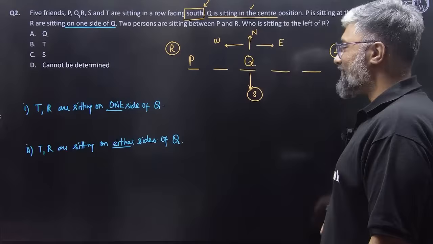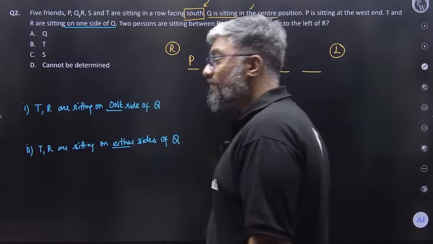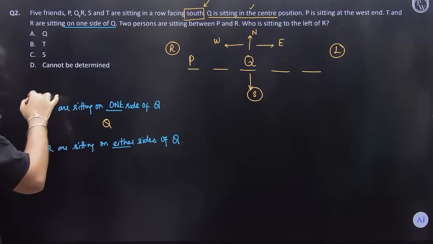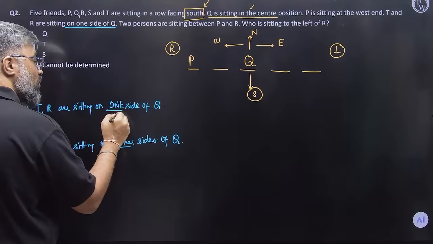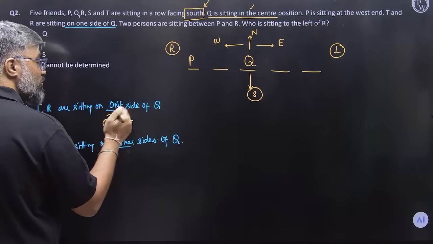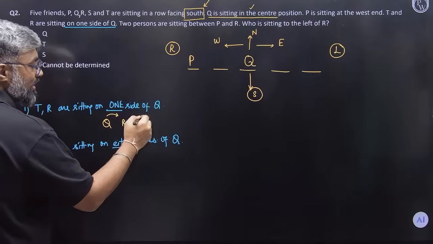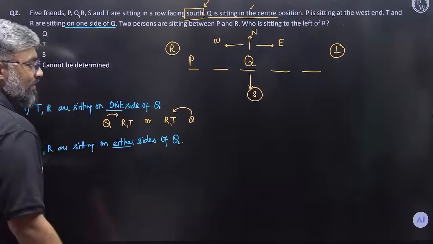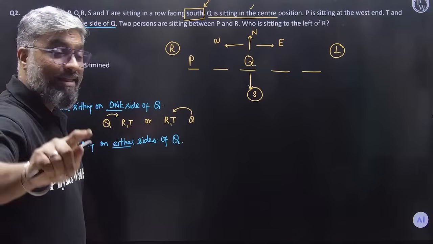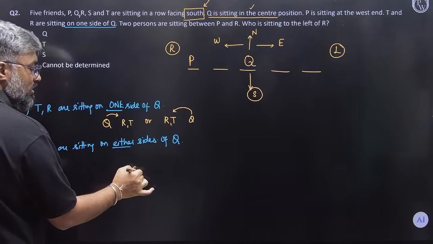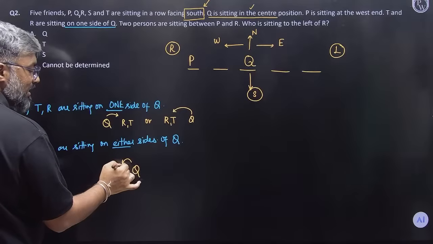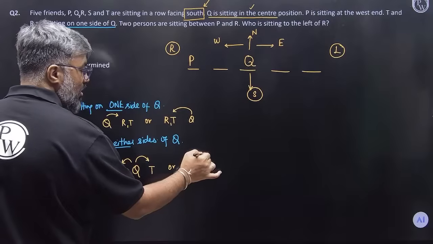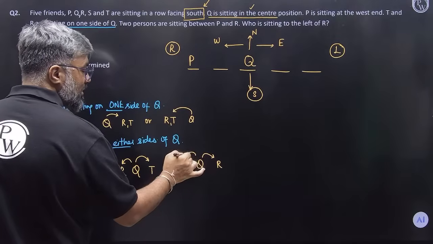What's the difference, guys? When they say on one side of Q, if I assume that Q is here, both R and T should be on one side, either on the left or on the right. Either R and T here, or R and T here, with Q somewhere on one side. Any one of these. But when they use the term either sides, it would mean what? If Q is here, on one side there will be R, on the other side there will be T.